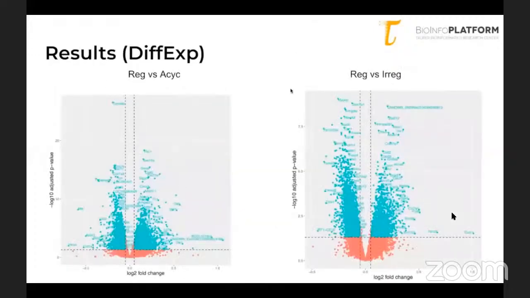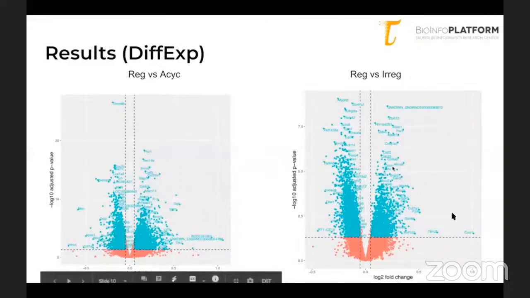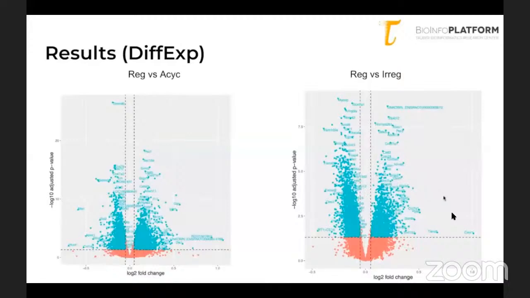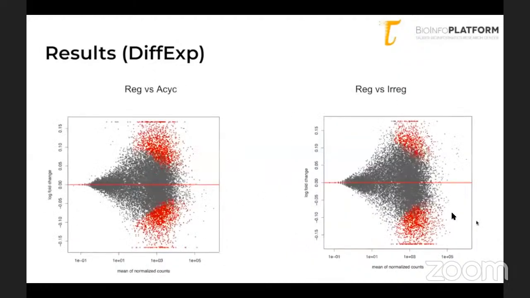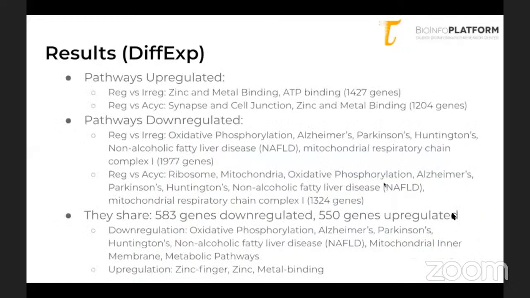So with differential expression, I did the volcano plots and I found these significant genes. And I also have more plots for the regular versus acyclic and the regular versus irregular. To summarize what I got with the significant genes, the pathways that were upregulated in regular versus irregular and regular versus acyclic were related to immune function. And for downregulation, it was related to oxidative phosphorylation, which is linked to neurodegeneration, and related to mitochondrial dysfunction leading to neurodegeneration.